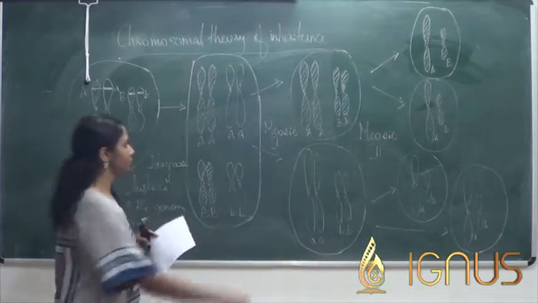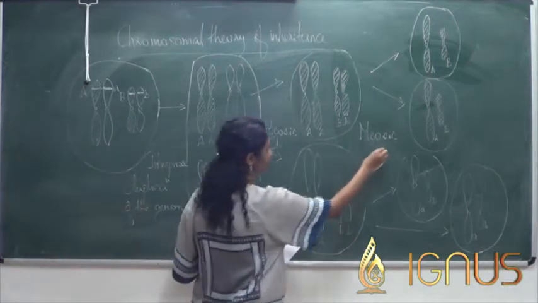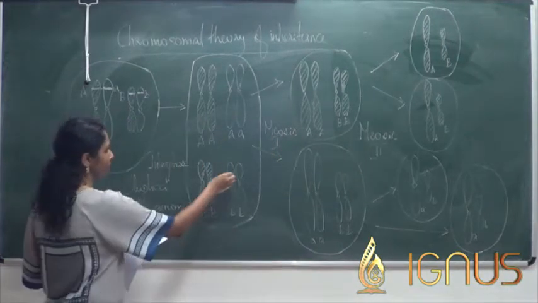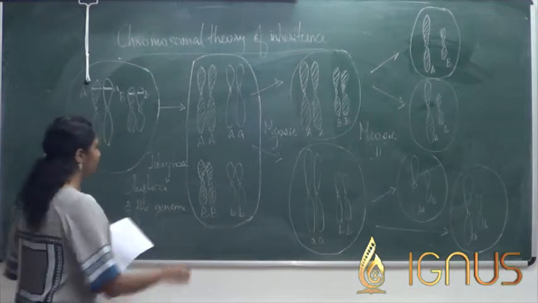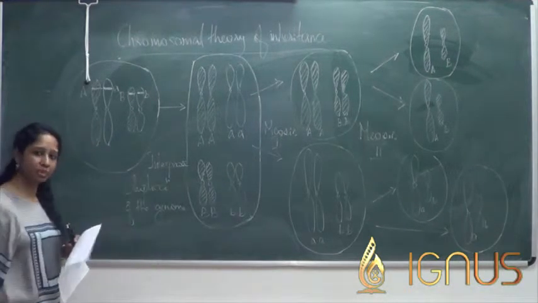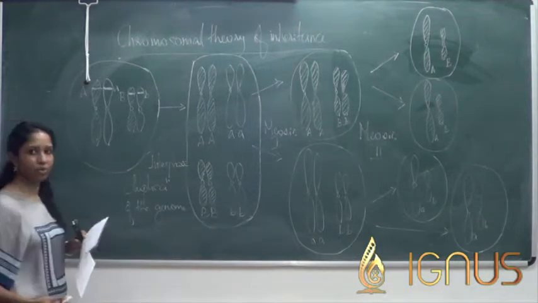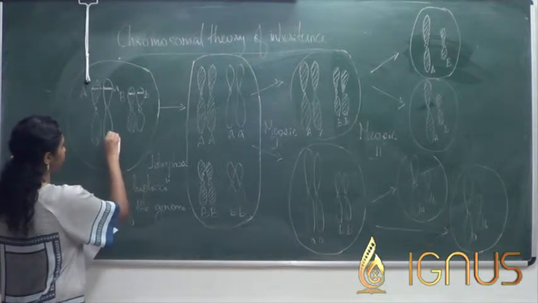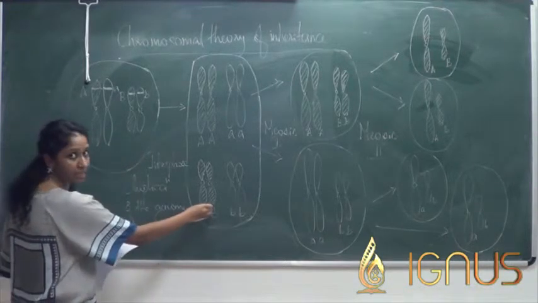Now, the major difference between meiosis 1 and meiosis 2 is that before cell division occurring here, the cell is going to go through duplication of the genome. So you are going to have, instead of 4, 8.